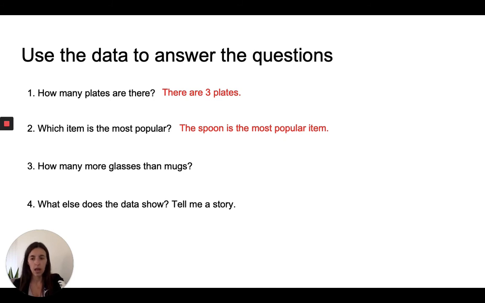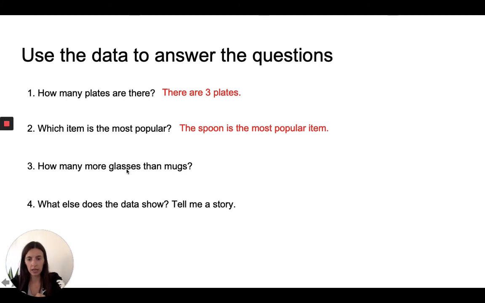Question 3. How many more glasses than mugs? Now this one was a tricky one. How many more? We want to find the difference between more and less. So which one had the most? Was it glasses or mugs? Yes, glasses. There were 8 glasses and only 2 mugs.